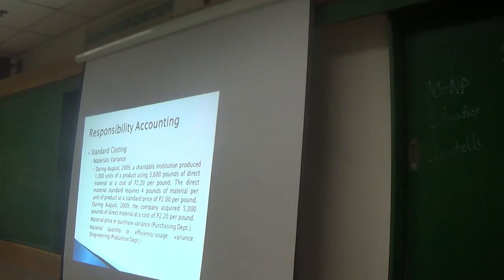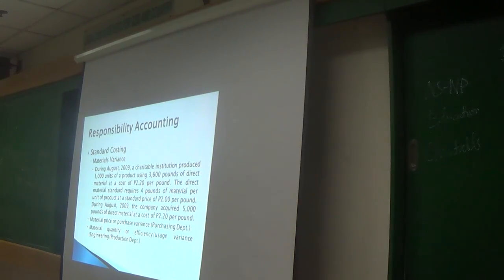But our engineering department was able to produce 1,000 using only 3,600. Nakatipid ba sila? Yes. 400 pounds times, what is the standard price? 2 pesos. 2 times 400, that is definitely 800. Favorable, unfavorable? Favorable variance. Now, do we reward? Will we reward the engineering department or reprimand them? We will reward them. Why? Because they were able to minimize the cost.